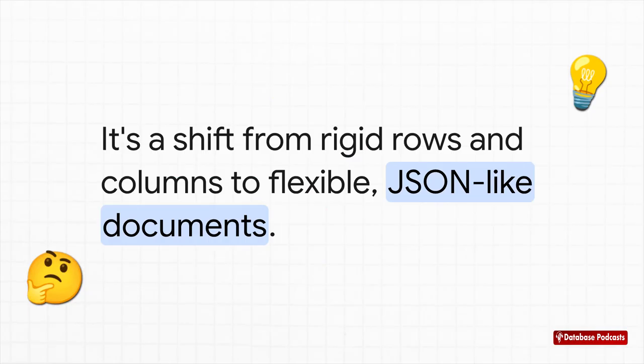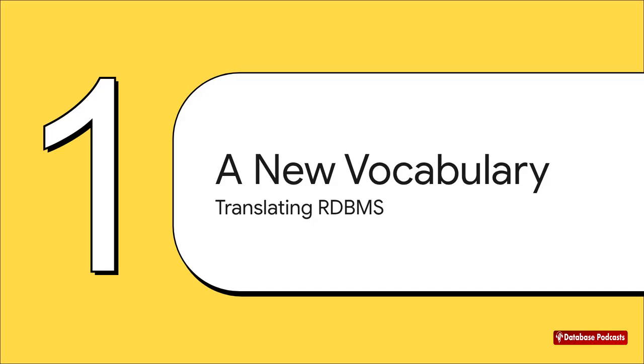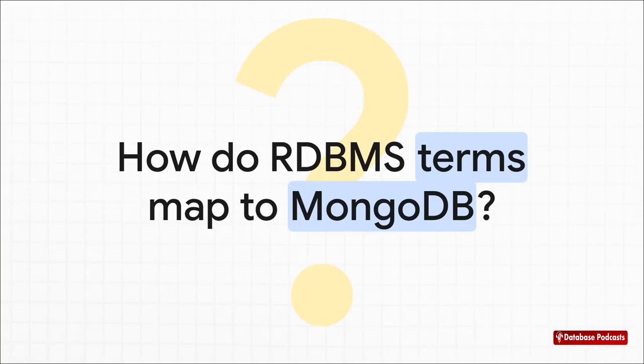And at its heart, this is the single biggest shift you need to make in your head. We're moving away from those rigid rows and columns and into these really flexible JSON-like documents. The best way to think about it is that each document is its own complete, self-contained little package of information. Now, this flexibility is a total game changer, but to really use it well, we've got to learn the language first. So first things first, let's get the new vocabulary down. We're just going to map the terms you already know, the ones you use every single day, to their MongoDB counterparts. Okay, let's do it.